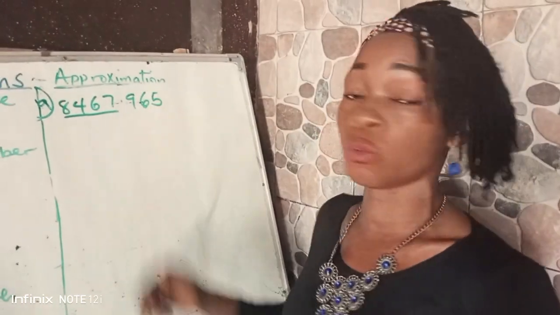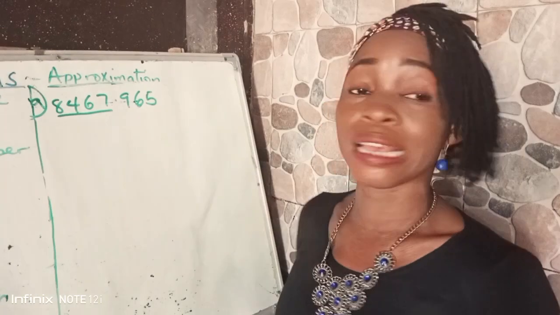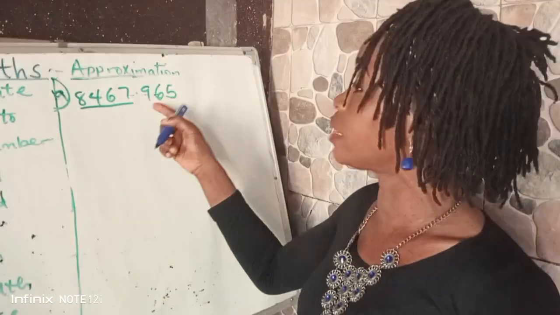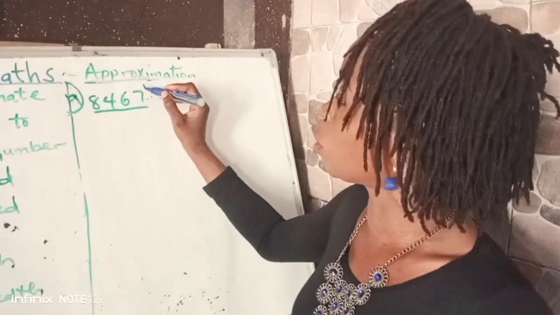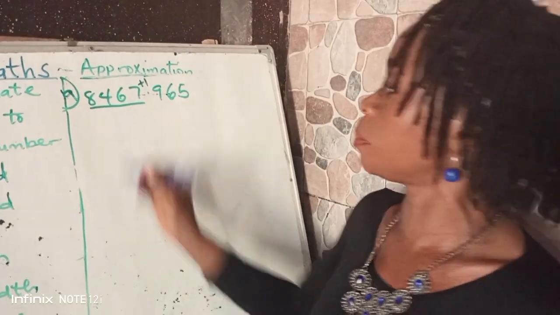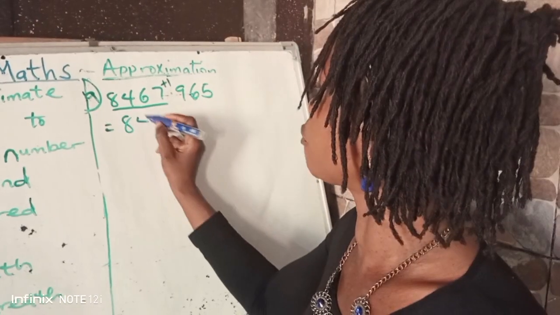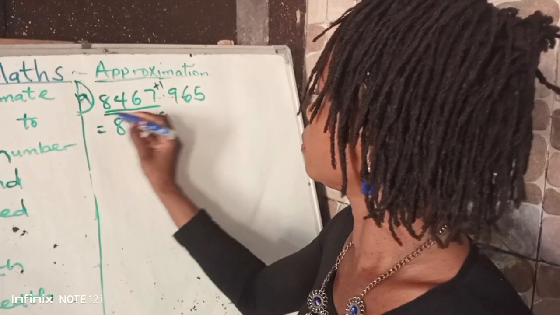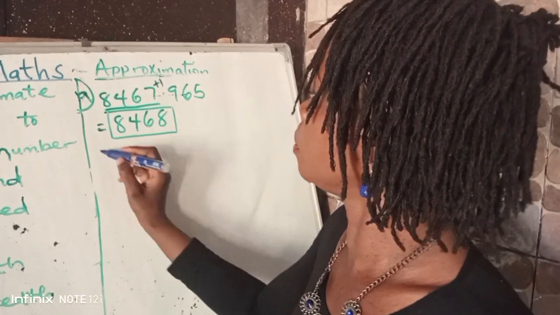So from this question, we will see that 9 is more than 5. So we round it up as 1. That means we add plus 1 to this whole number, giving us 8468. Put it in block.